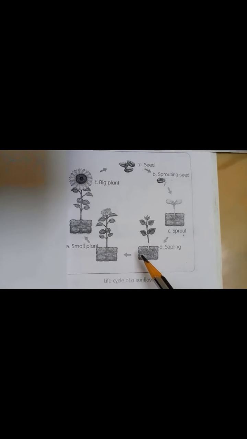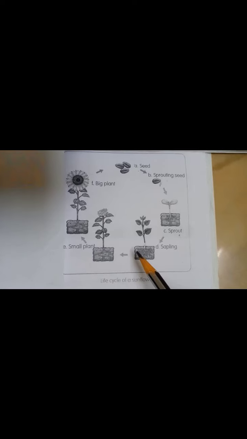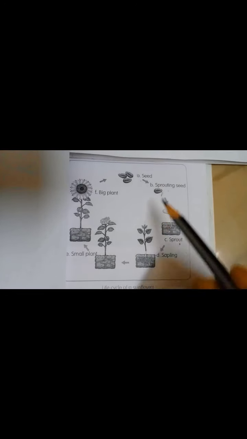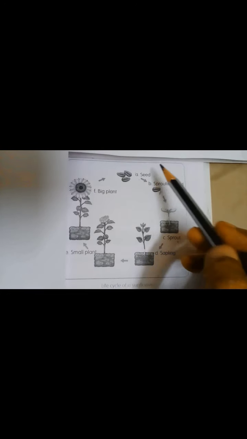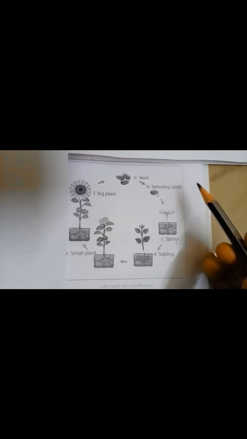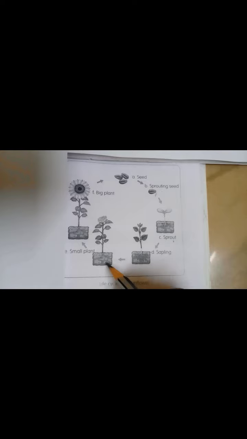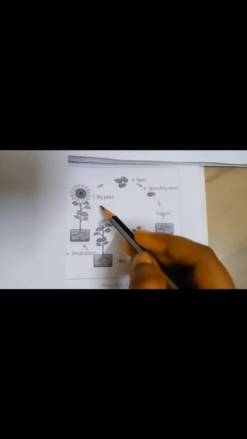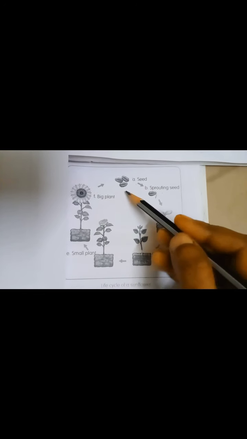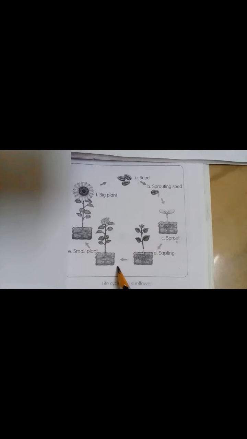See here, students. This is the life cycle of a sunflower. Okay, the number one stage is seed, sprouting seed, and then sprout, sapling, small plant, big plant. Again, the seeds from the flowers and fruits sprout under the ground. This starts the life cycle of a new plant.